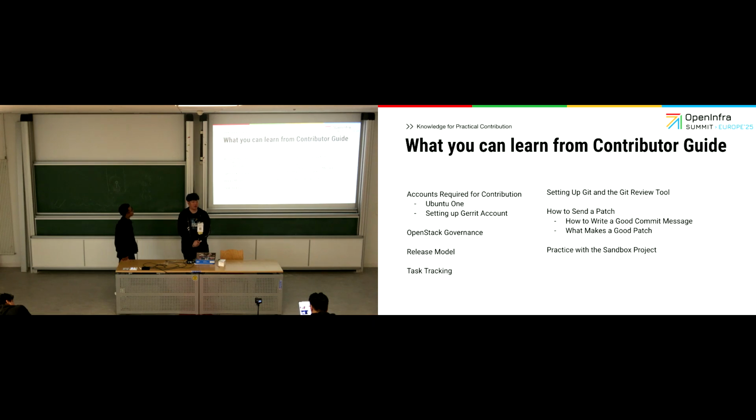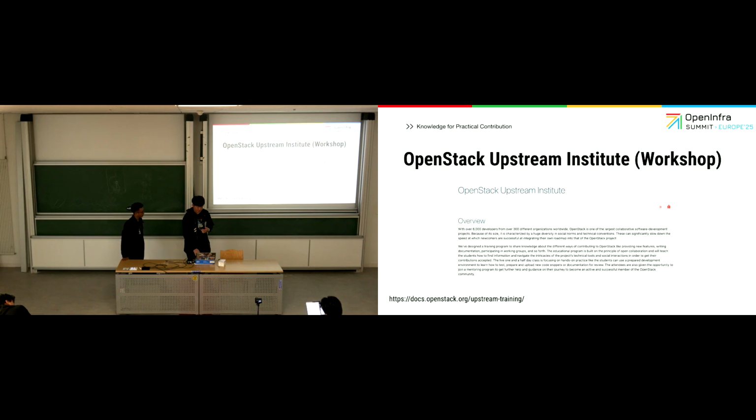So what can we learn from this document? By reading the contribution guide, we can learn about the rules and standards, like governance and release models in the OpenStack global community, and also the tools needed to contribute to OpenStack. We can study these things by ourselves, but we can also learn them in a workshop. The OpenStack global community provides training material for the workshop. It is called the OpenStack Upstream Institute.